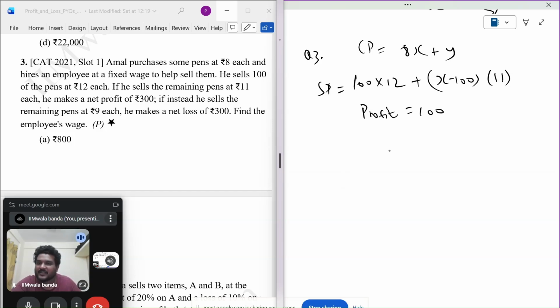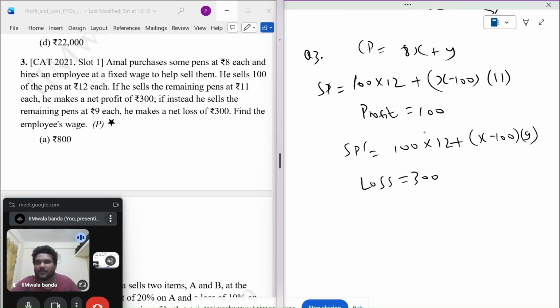If instead he sells the remaining pen at 9 rupees each, he makes a net loss of 100. So again, the new selling price: he is selling the same 12 pens at 100, but this time the remaining pens are sold at 9. See, you don't have to put your brain in again. The only difference is that instead of 11, he's selling them at 9. He is making a loss of 300 rupees.